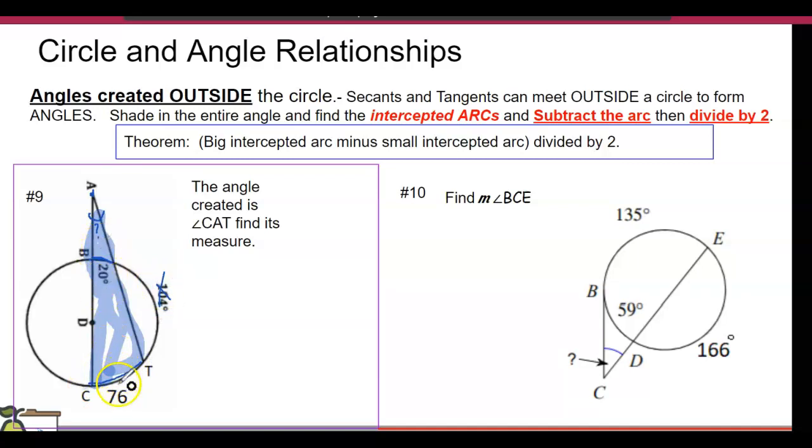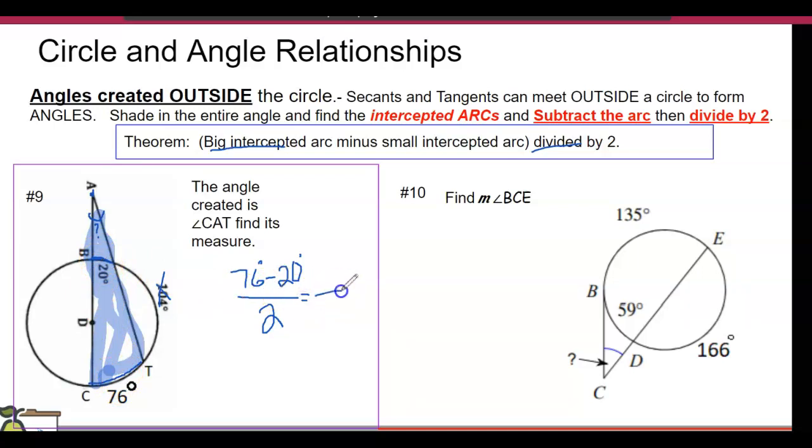So all I'm going to do is subtract them. I'm going to write down the big intercepted arc, which is 76. I'm going to write the 76 minus the smaller one. The smaller one is 20 degrees. So 76 degrees minus 20 degrees, and then I'm going to divide by 2. That's it. That's the theorem. You just subtract them, the big one, 76 degrees minus 20, find that answer, and then divide by 2.